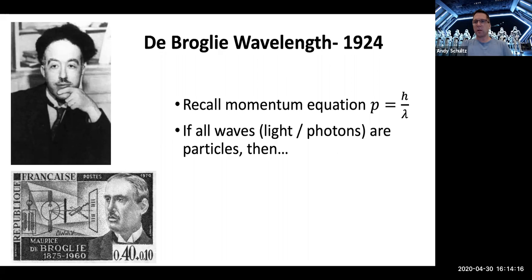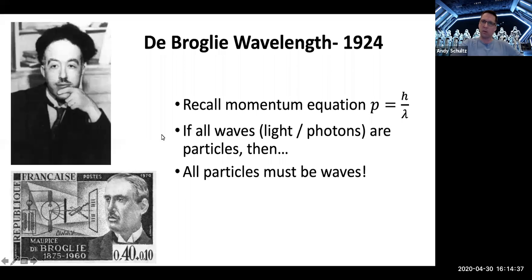So this guy's coming in, he's saying, all right, we've got this recollection of what was happening here. p equals h over lambda from Einstein. Well, if waves, i.e. light, photons, are particles, then particles must be waves. All particles have to be waves. It's got to go both ways. You can't have it go just one way. So that means all particles, like you and me, we're waves.